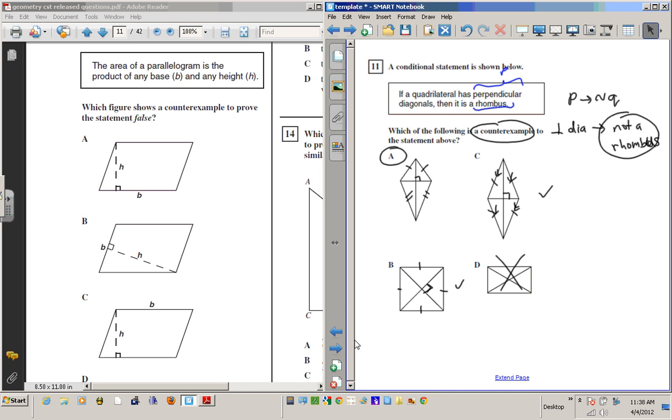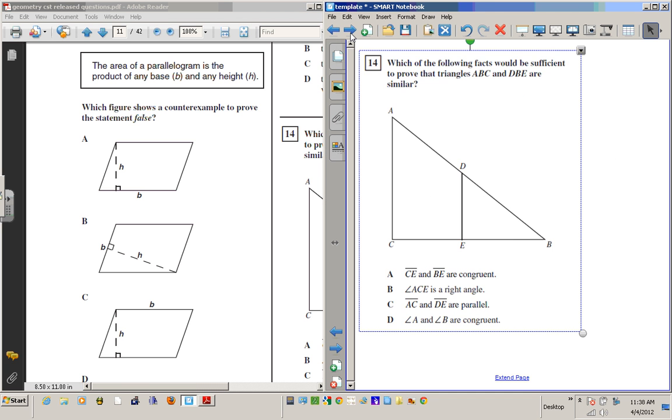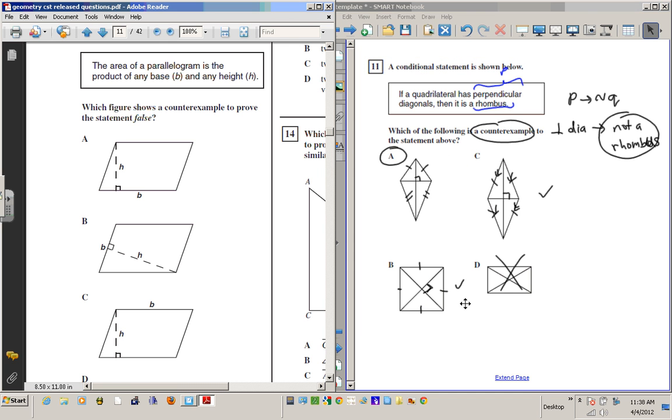Let's see, I have it here. No, okay, so number 12. It's back page.